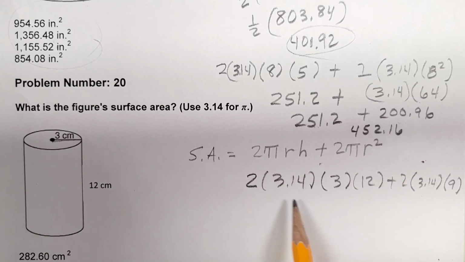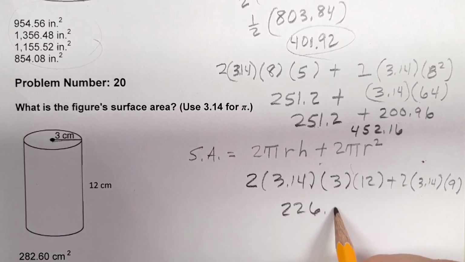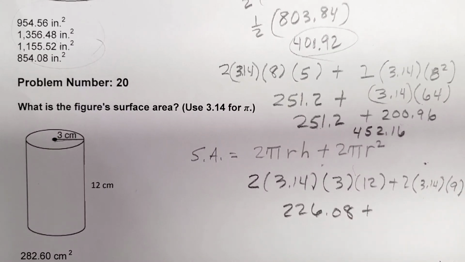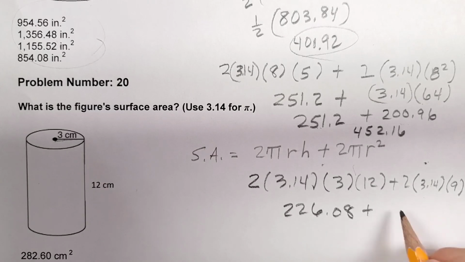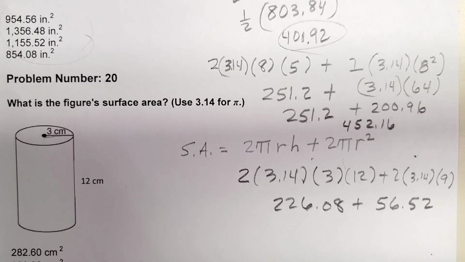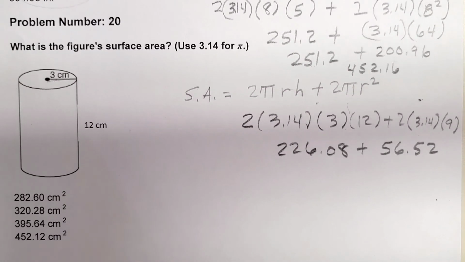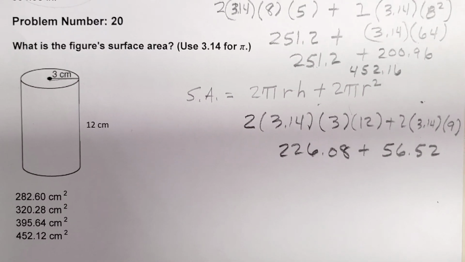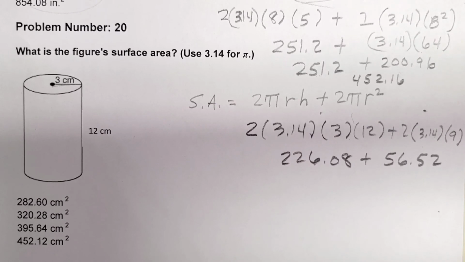Okay? And this is pretty self-explanatory in itself. This becomes 226.08, and this here becomes 56.52 after you multiply that. And then once you add that together, you'll get your final answer, number 20. All right. That's the end of this study guide.